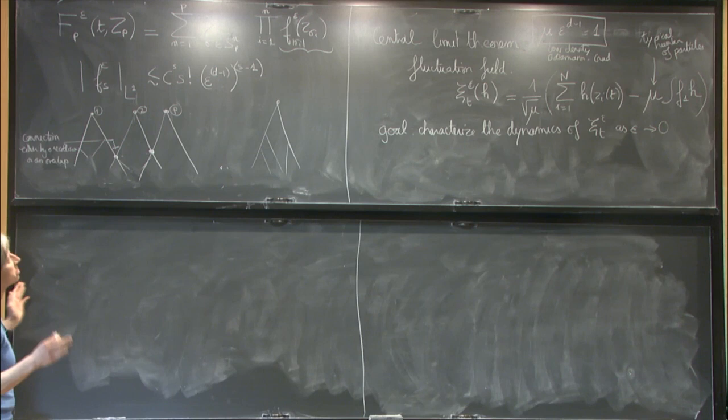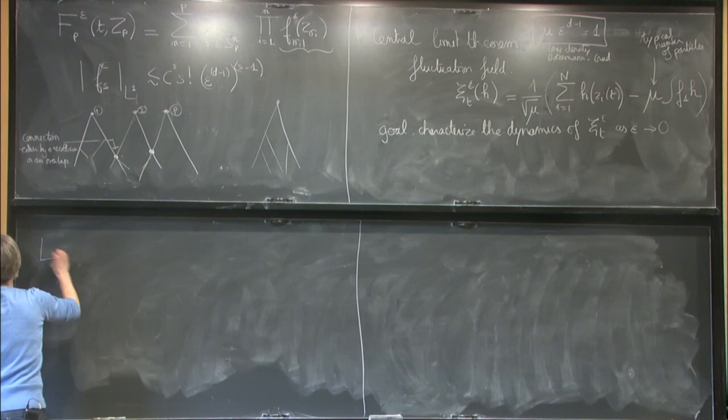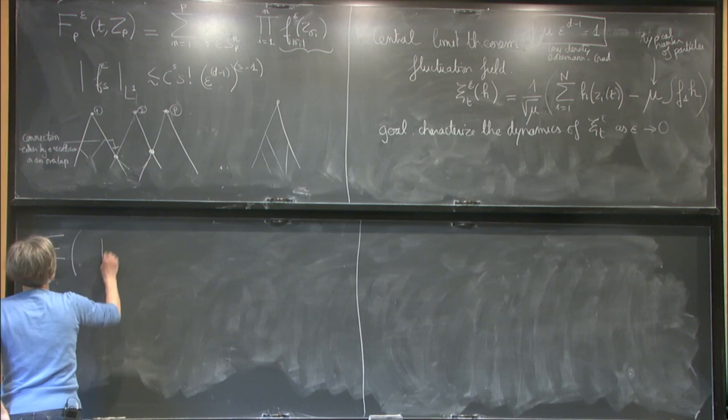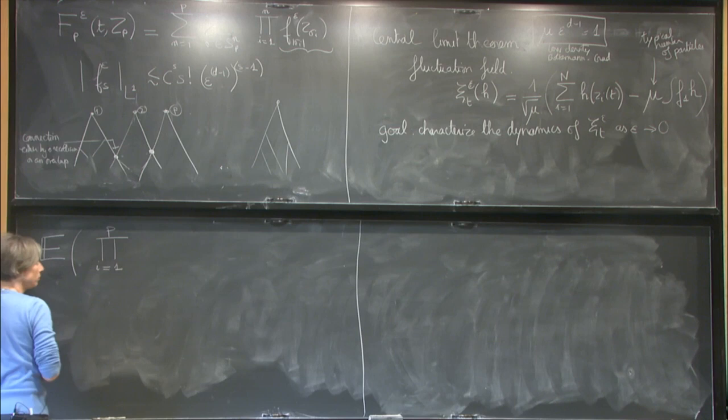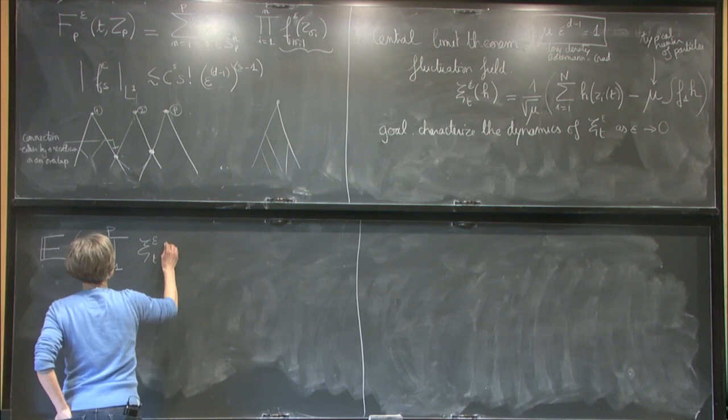What I would like to understand is the expectation, what is called a moment. So the expectation of a product from i equal 1 to p, say, of this guy here, at time t of h_i.